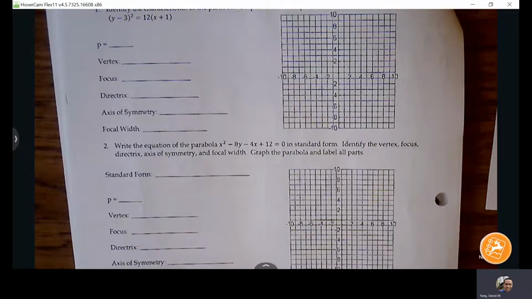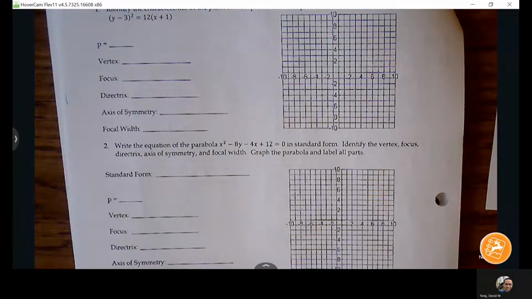Any questions with this page? Okay, let's go ahead and start page 14. I don't want us to forget about parabolas, so let's see if we can remember our steps for parabolas.